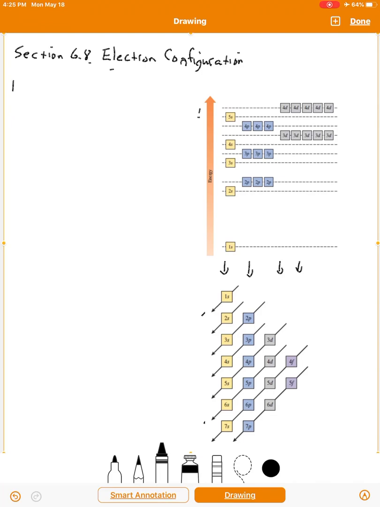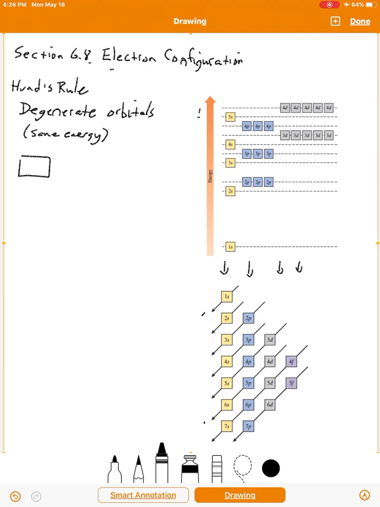There's also something called Hund's rule. Hund's rule says that for degenerate orbitals, meaning orbitals at the same energy. Degenerate means same energy. An example of that would be the 2p orbitals. Right? These are degenerate orbitals. They're at the same energy.